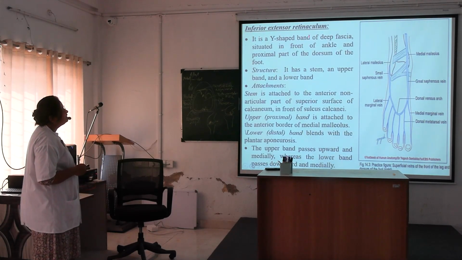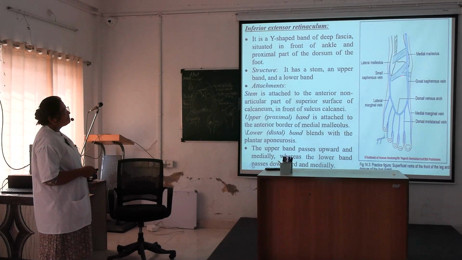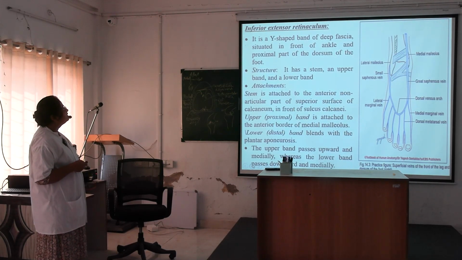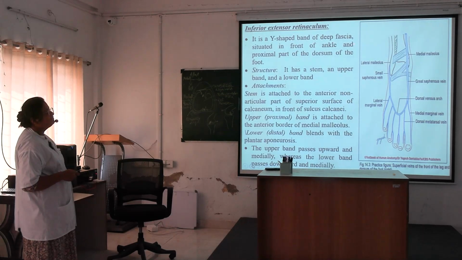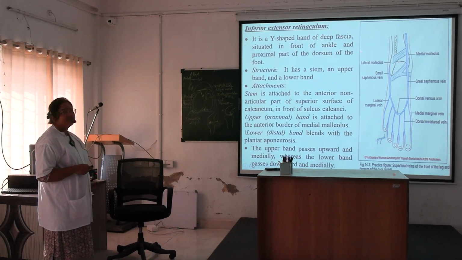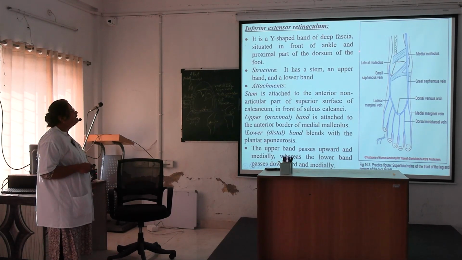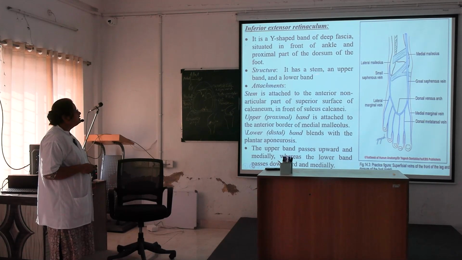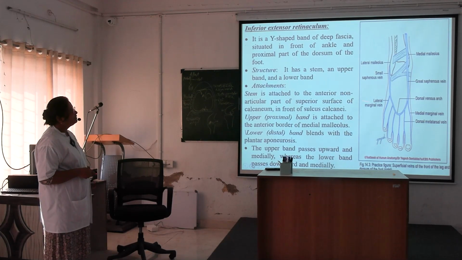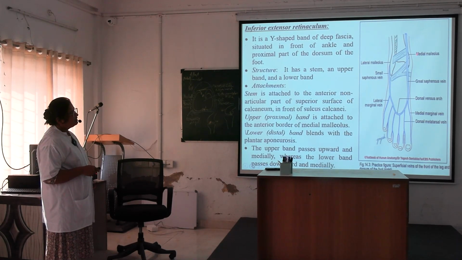Next we go to the inferior extensor retinaculum. This Y-shaped structure is the inferior extensor retinaculum. It is a Y-shaped band of deep fascia situated in front of the ankle and proximal part of the dorsum of the foot. It has a stem and upper and lower bands.